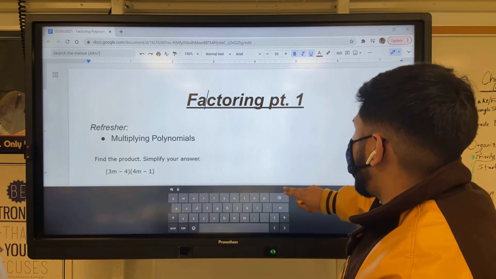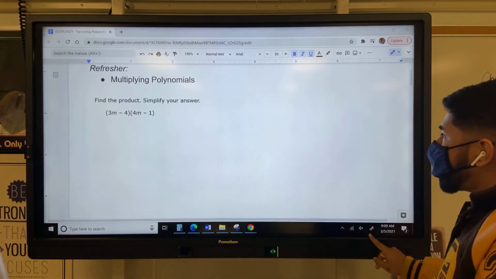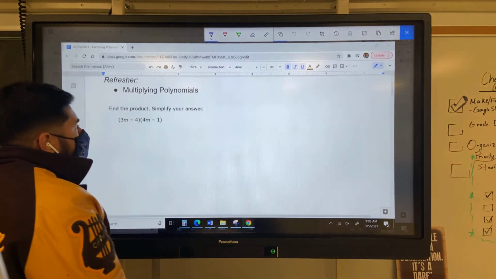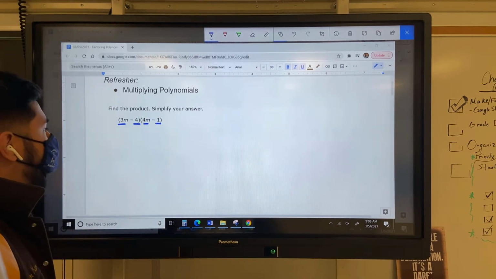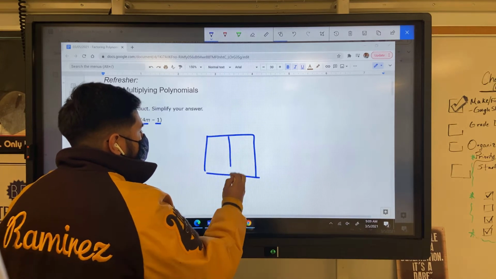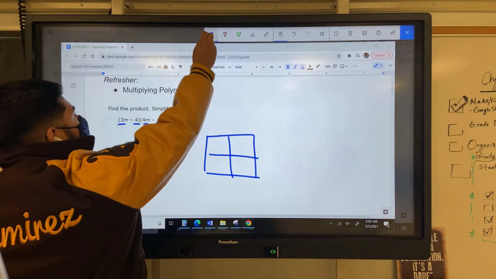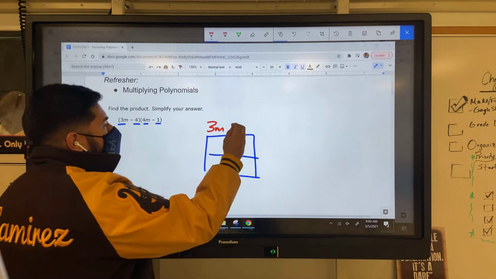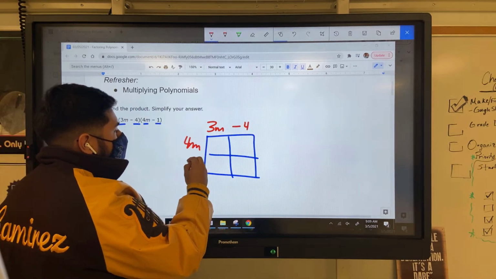Today is a new topic. We're going to go over factoring. Before we do, let's go over a refresher on multiplying polynomials. Taking the box method, I got 2 by 2 right here. Binomial times binomial. You should already know we're going to be using something called the box method, right? 3m minus 4 and 4m minus 1.